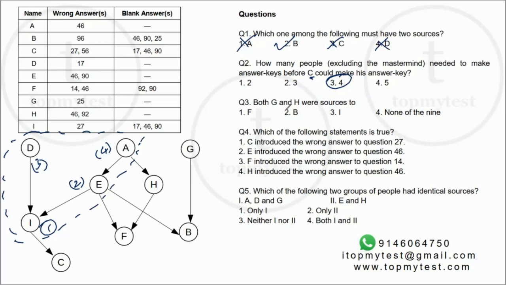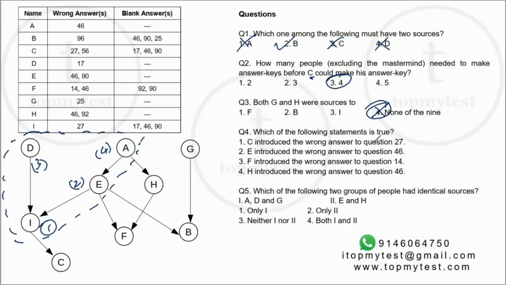Question number 3. G and H were sources to who? G is a source only to B, right? But H is not a source to B. So none of these. Both of them are not common sources to anyone, right? They are sources to individual other people, but they are not common sources to anyone. So option 4 will be your correct choice.